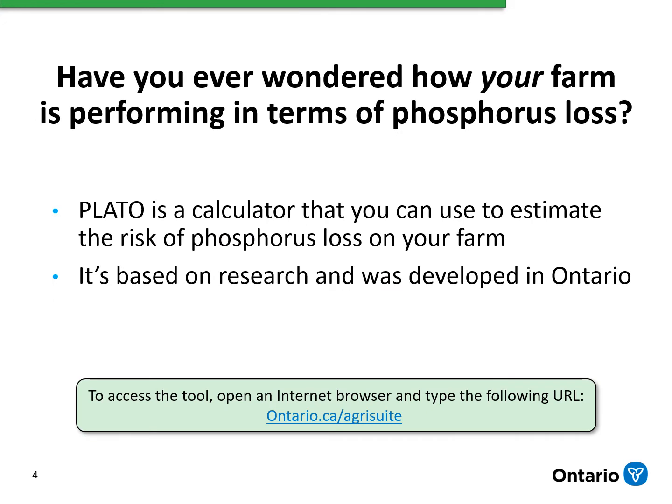Many farms in Ontario are doing their part and adopting best practices that reduce risk of phosphorus loss. Have you ever wondered how your farm is doing? PLATO is a science-based, Ontario-developed tool that you can use to see where you're managing phosphorus well from an environmental perspective and where you may have room to improve.